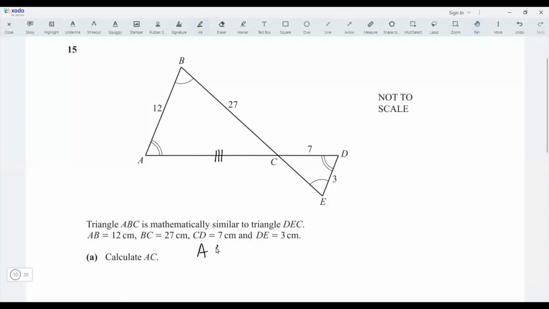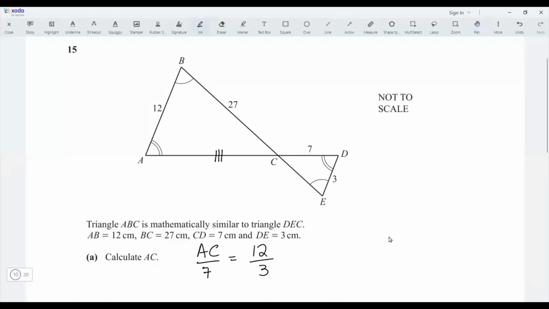So AC divided by 7. You have to write the corresponding sides of the triangle in the numerator. For the other triangle, you can see these two sides are given. So we have to write down 12 for triangle ABC. So 12 here divided by the corresponding side for this, which will be 3.